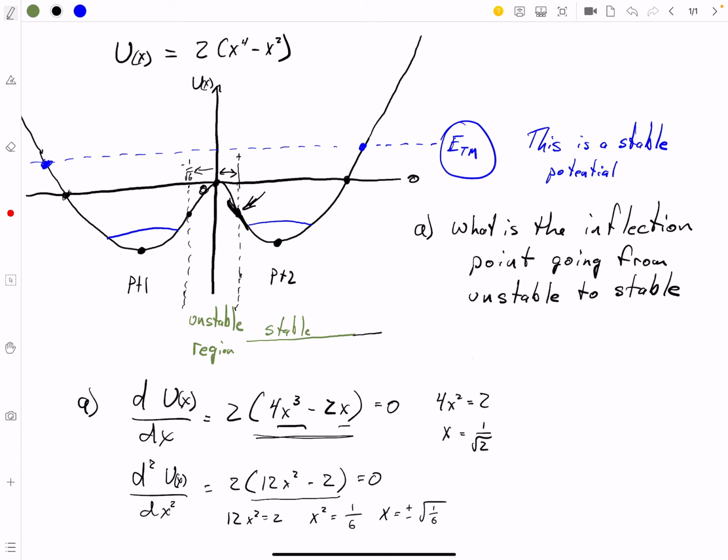And that kind of makes sense. So 0.2 is at plus or minus 1 over square root of 2. And if we say we have this much energy, it's going to oscillate about 0.2 from here to there and back again. So that's what we're looking to do.